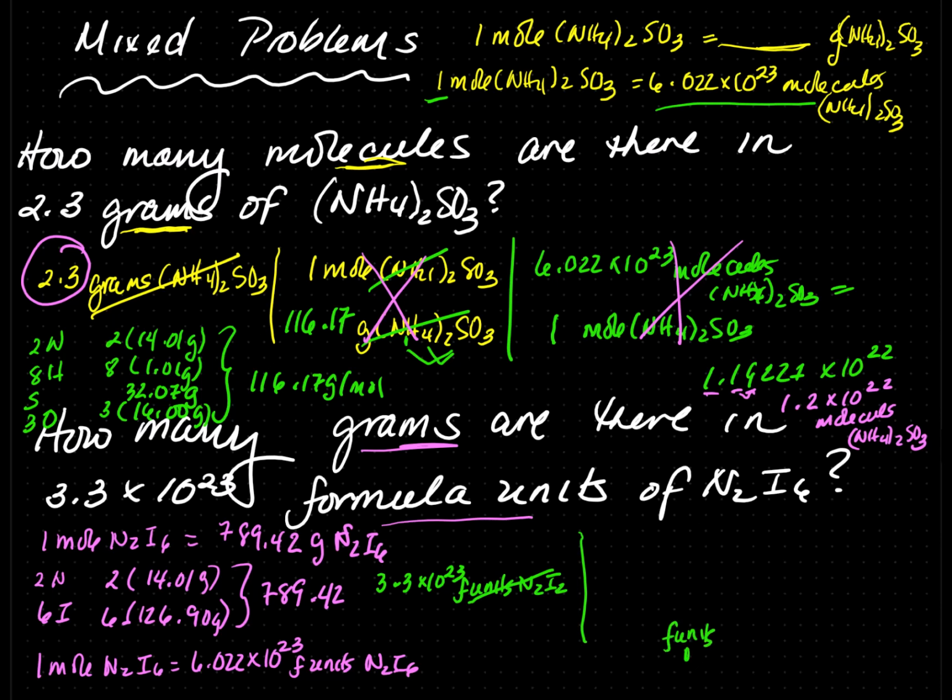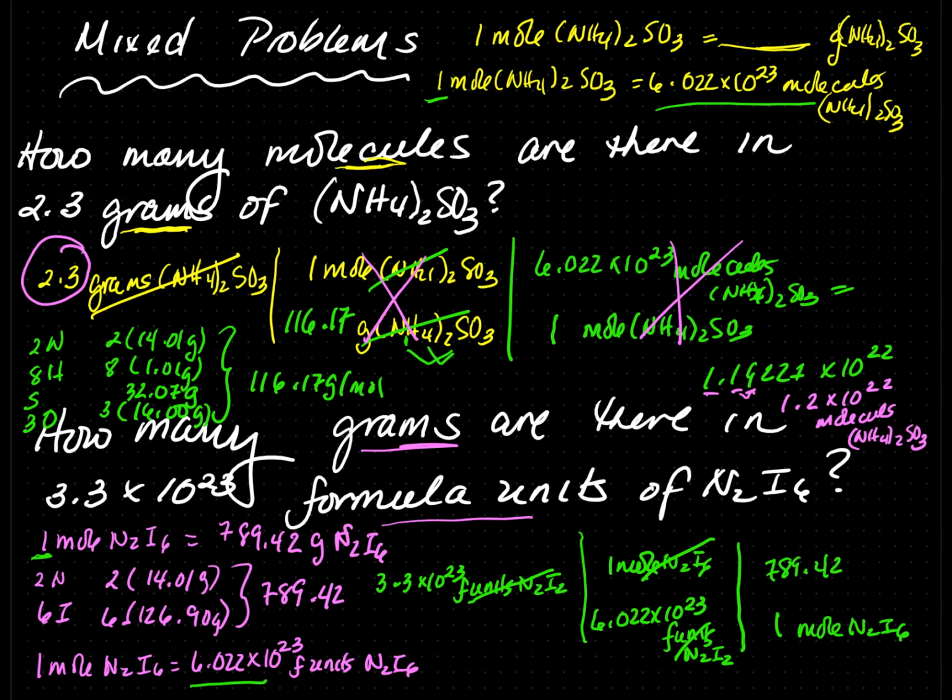Formula units, the number in front is Avogadro, so that's 6.022 times 10 to the 23rd. On top, it's going to be 1 mole because they're equivalent. They're equal to each other. Formula units cancel out. If we end here, we are at moles, and we don't want moles. We want mass, which is grams of N2I6, 1 mole. All the conversion factors that we did all have 1 mole. This is equal to 789.42 grams of N2I6.